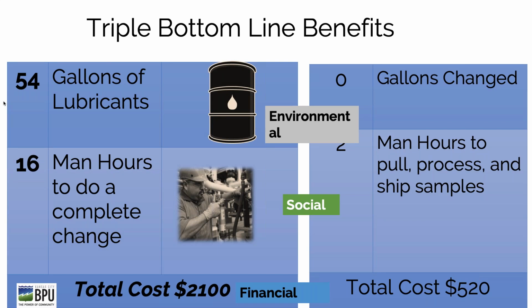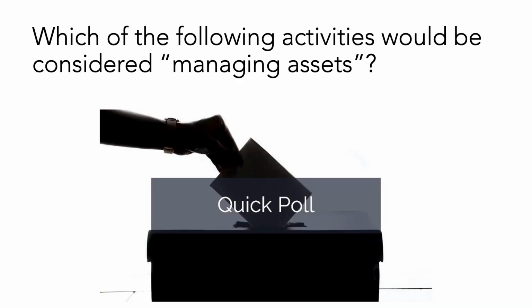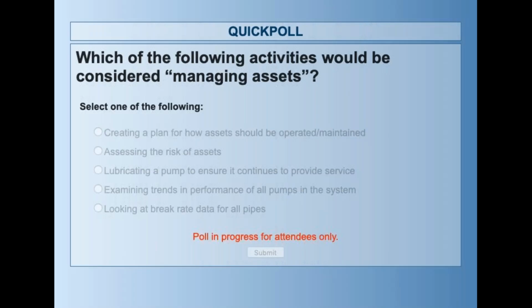So now we're going to have 2 polls, and this is going to be a little bit of thinking on your part. So I want you to think through the answer to this question. Which of the following activities would you think is considered managing assets? And I want to remind you that managing assets is something you do on individual assets as opposed to asset management, which is the collective.